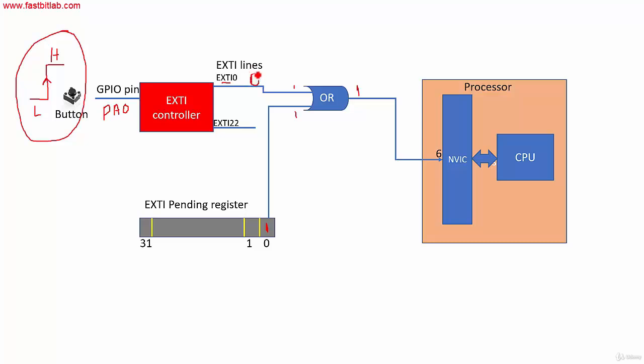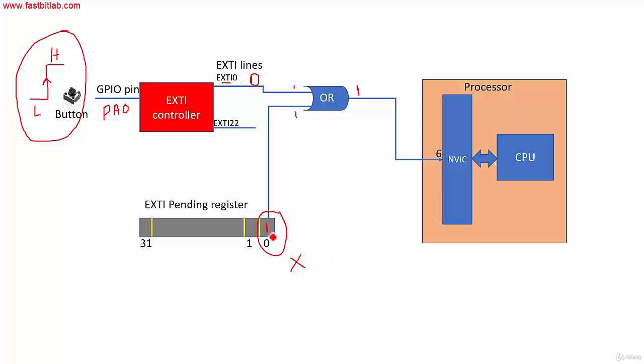It makes it 0. You can see that this OR gate still produces 1, isn't it? Because the pending register is still holding 1 here. It is indicating the past event. Basically, the EXTI controller doesn't clear this bit. This bit is not cleared automatically. The programmer should clear it.